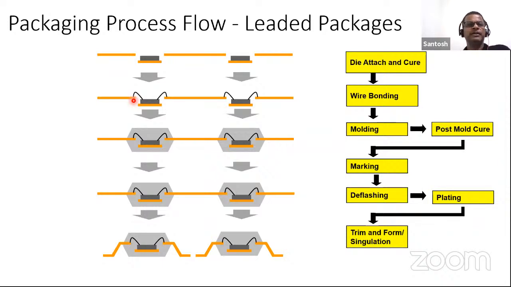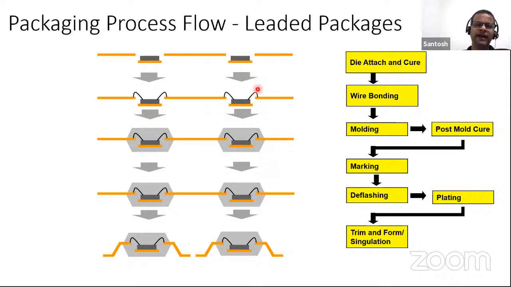This table is showing the packaging process. So this is a leaded package. Basically, it starts with the lead frame. We talked about the IC device. So imagine this is the so-called die, which is the IC device, which sits on the lead frame.